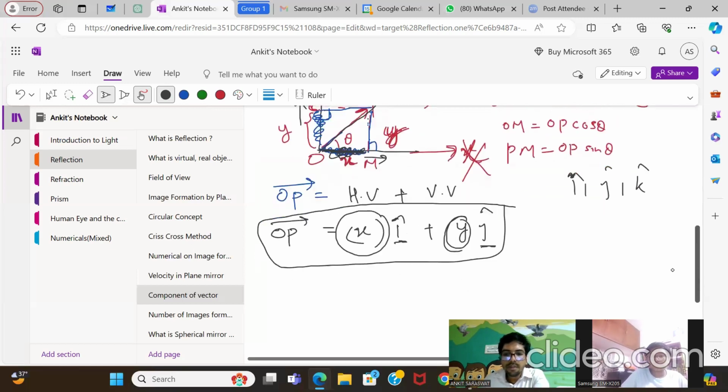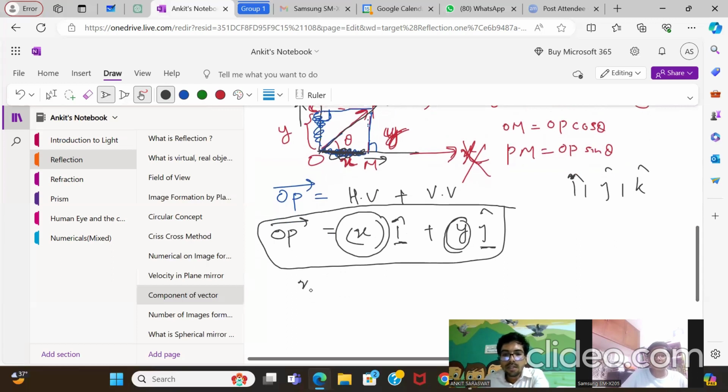Clear? Now what is x here? x is OP cos theta. What is y? OP sin theta. Clear? Just now I have solved this.